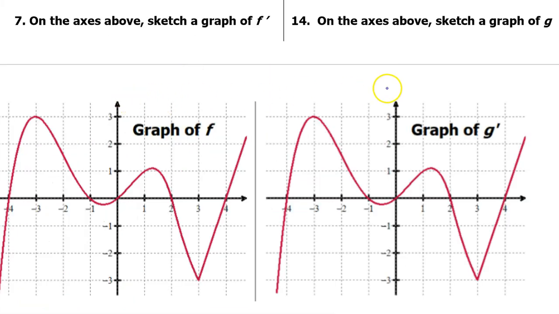Numbers 7 and 14 are a different type of problem where you either sketch the graph of f prime given the graph of f, or you sketch the graph of g given the graph of g prime. I'm going to put these problems in their own video. If you're on a computer, you can click the link that appears in the upper right hand corner. Otherwise, you can find the link in the description.